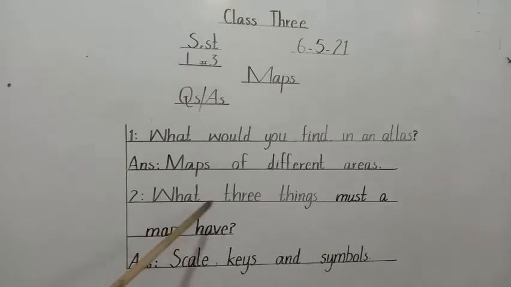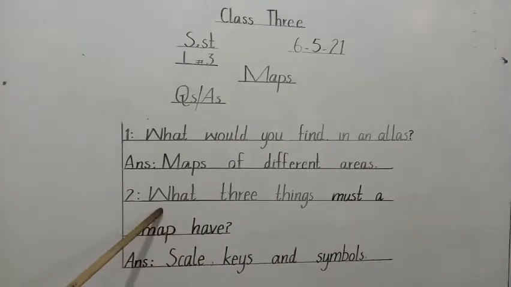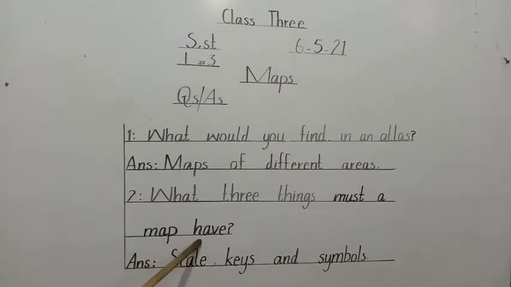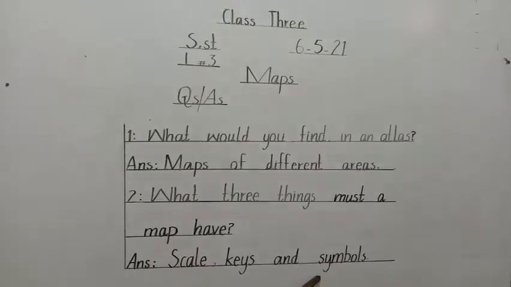Next question, what three things must a map have? Its answer is scale, keys and symbols.